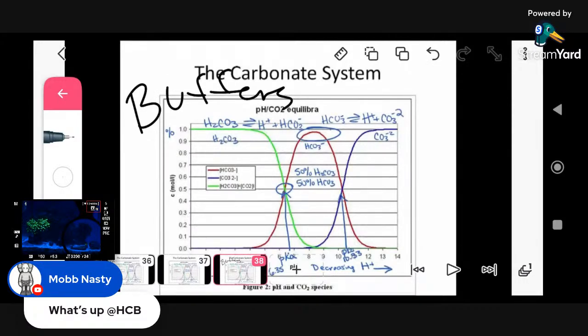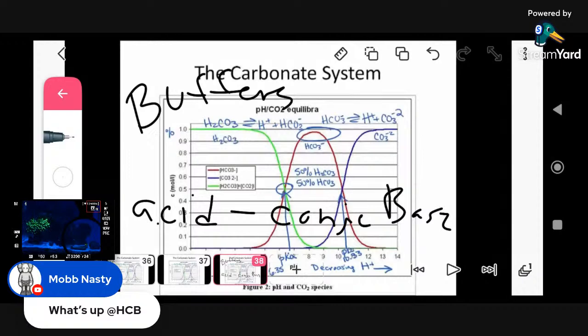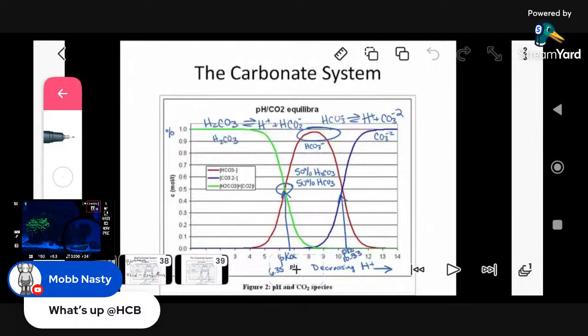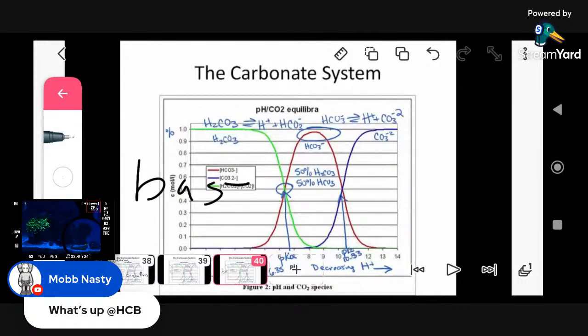Buffers. So when you learn chemistry, you're going to learn this thing called buffers. So what is a buffer? A buffer is an acid with its conjugate base. Conjugate, I don't know how to spell conjugate. Base. And then a buffer is also a base with its conjugate acid. Okay, that is what the buffer is.